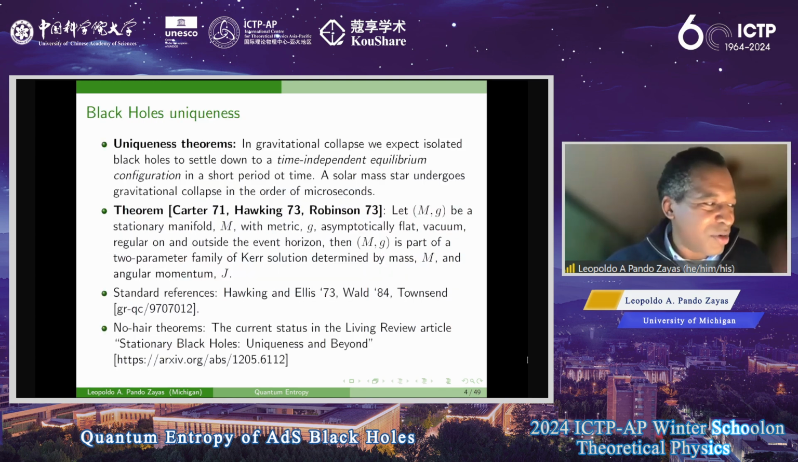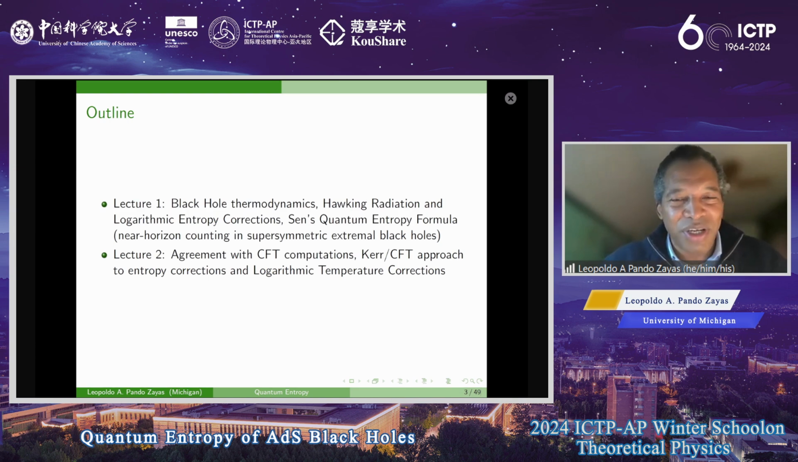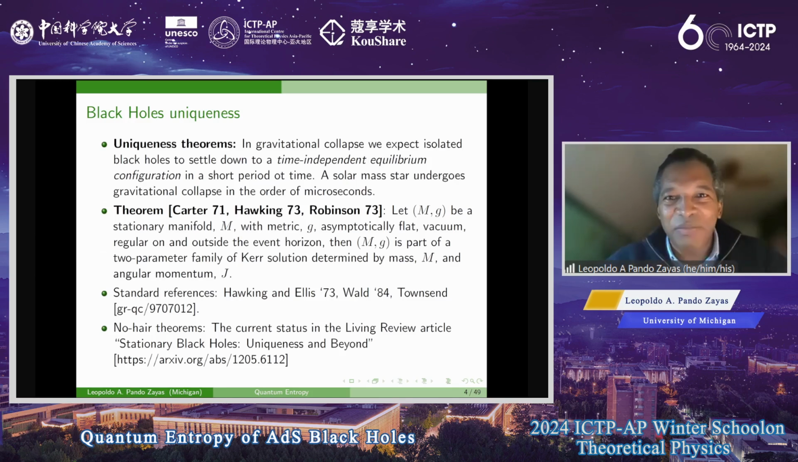Right. So one important ingredient in the whole story is the uniqueness theorems. Essentially, the statement is that in a gravitational collapse, we expect isolated black holes to settle down to a time-independent equilibrium configuration in a very short time. For a solar mass black hole, this is estimated to be on the order of microseconds. This is, of course, formalized in a theorem that was stated by a number of researchers. All this happened in the 70s.